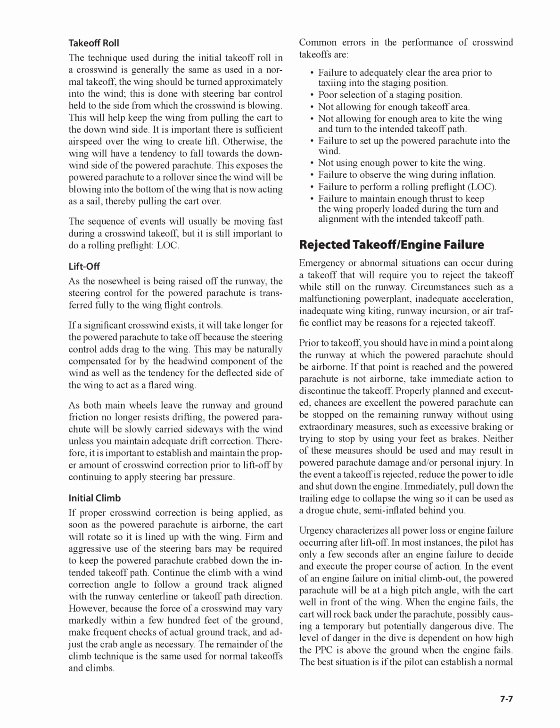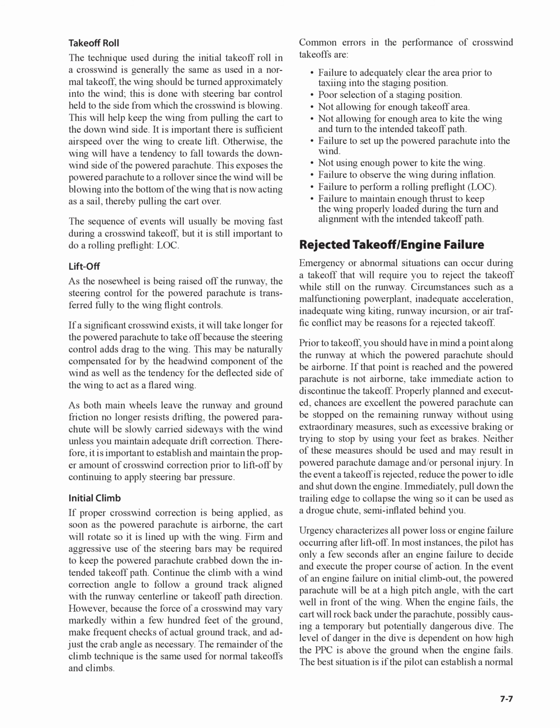Prior to takeoff, you should have in mind a point along the runway at which the powered parachute should be airborne. If that point is reached and the powered parachute is not airborne, take immediate action to discontinue the takeoff. Properly planned and executed, chances are excellent the powered parachute can be stopped on the remaining runway without using extraordinary measures, such as excessive braking or trying to stop by using your feet as brakes. Neither of these measures should be used and may result in powered parachute damage and/or personal injury.